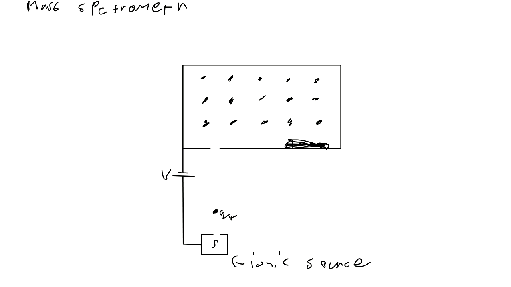And basically if you're given the voltage, you know that they're an ionic charge, so you know Q. And you know the magnetic field. Now the two unknowns are the mass and the distance in the detector.